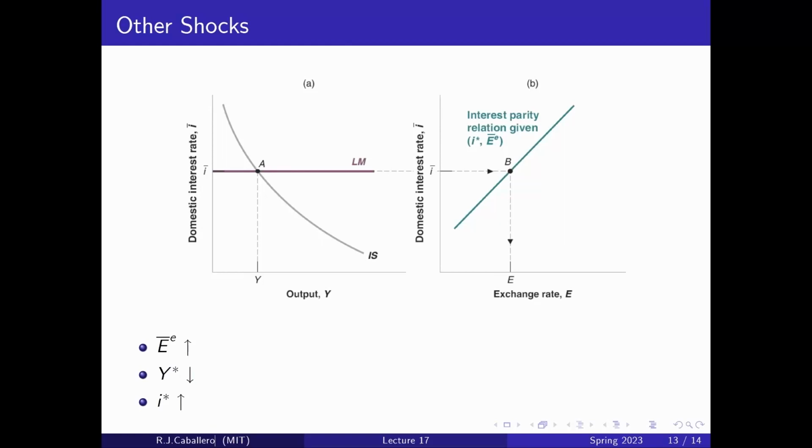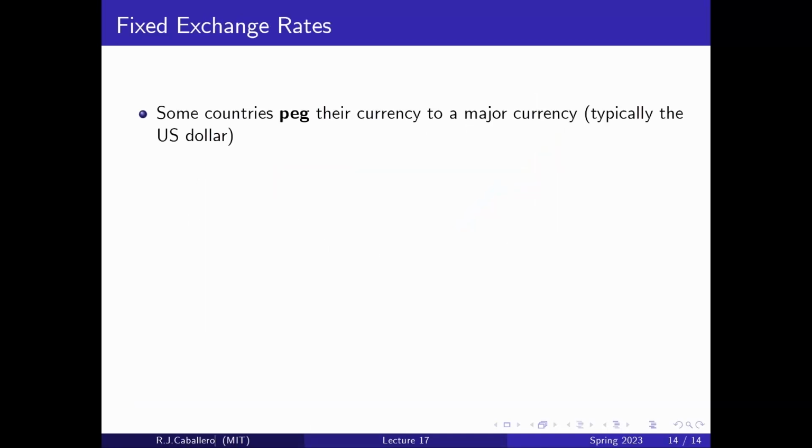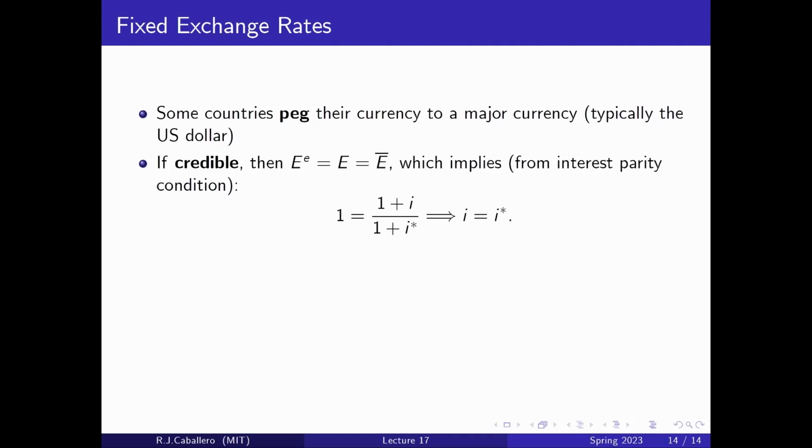But taking foreign output as given, this curve will shift to the left, and that will move the IS to the right because the exchange rate will depreciate. You said sometimes countries choose to fix exchange rates, and if it's a credible exchange rate, then the expected exchange rate equals the actual exchange rate, equal to some constant. That implies immediately that the domestic interest rate has to be equal to the international interest rate. So if you fix your exchange rate to someone else, then you give up your monetary policy. The monetary policy is run by a different country, okay?